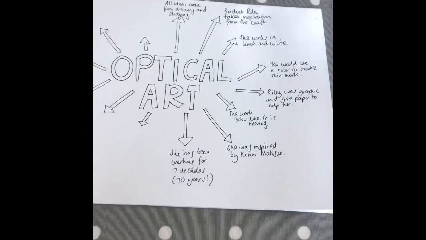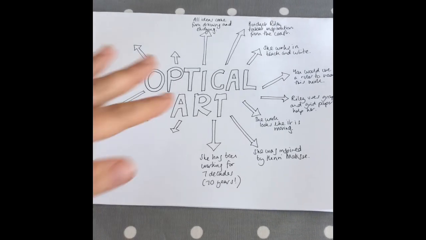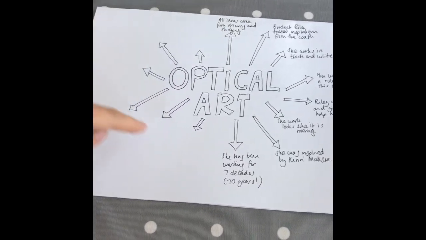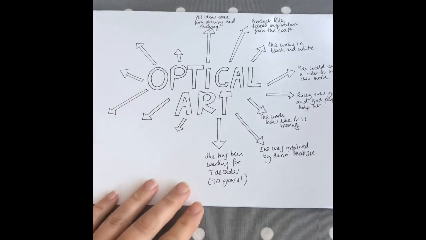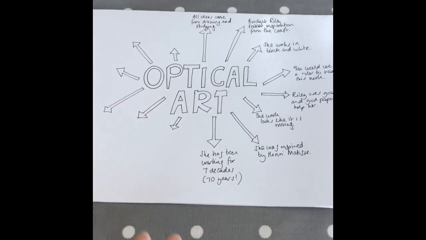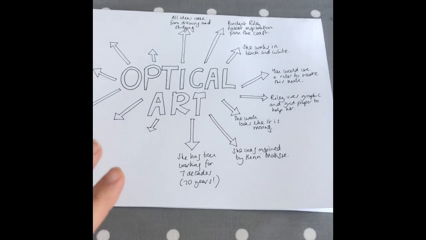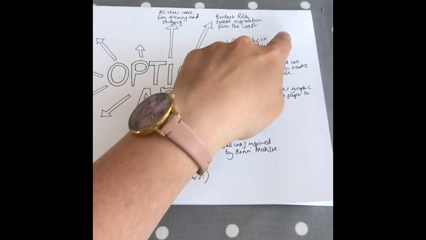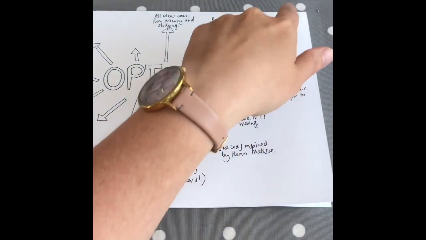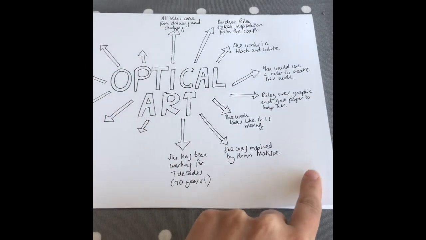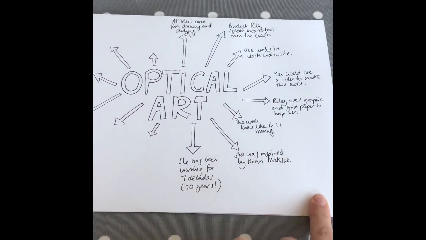So the aim for you is to add in more facts here, but like I said, I'm doing half because I want you to show me that you are listening to the videos, that you are taking on the information. If you have time, you can add in some ideas here or some images of optical art using a ruler. That would be absolutely fine.